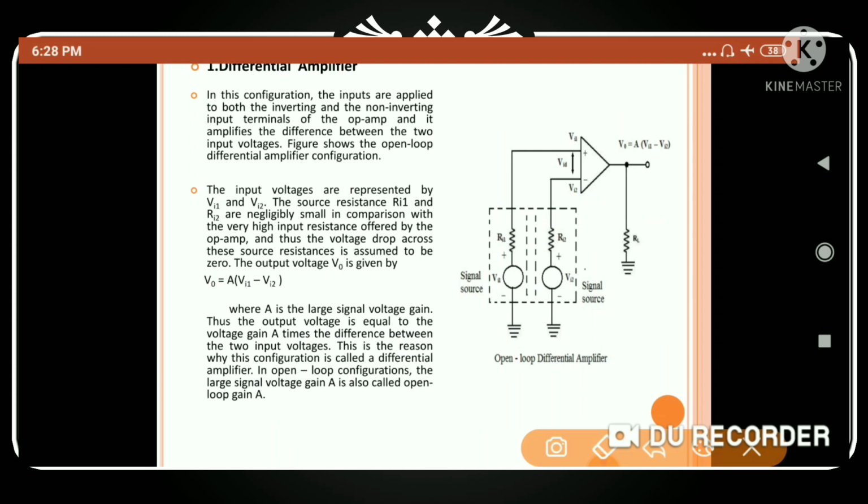Okay, so this is about the differential amplifier. We have to give both the inputs here, to the non-inverting and inverting terminals. With respect to the resistance, these are very small, negligible resistances, and this offers a very high resistance. So the voltage drop across this resistance should be 0. Then we get the output as A times the difference of the input voltages.